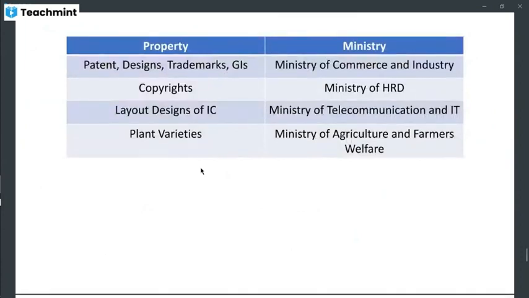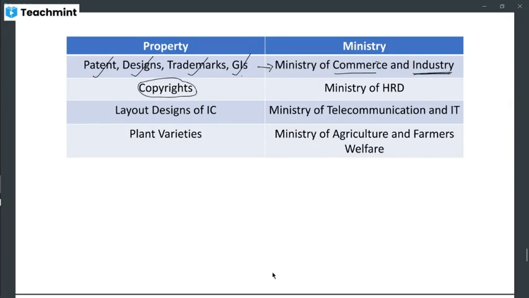Up to now we saw the different forms of protection, right? Under which ministry do they fall? This is very important, so have a look. The patents, industrial designs, trademarks, and geographical indications come under the Ministry of Commerce and Industry. So patents, designs, trademarks, and GIs come under the Ministry of Commerce and Industry.